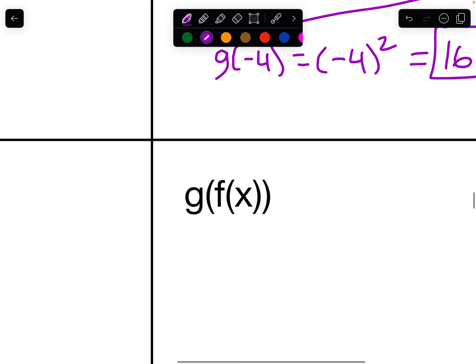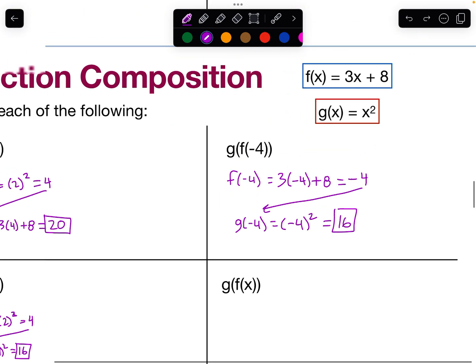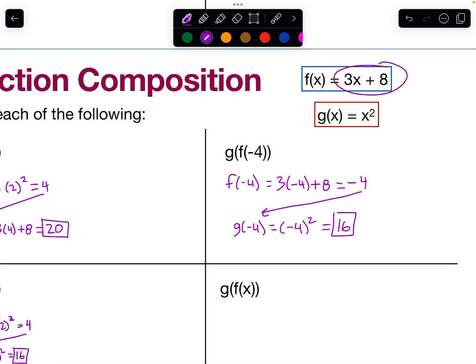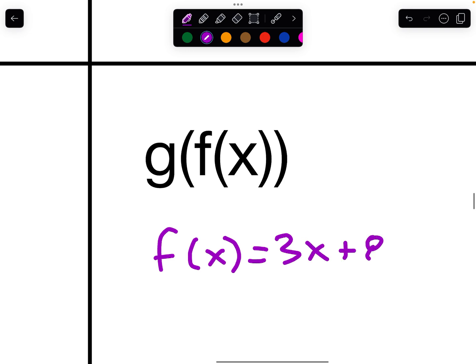Now over here, this is interesting. This is g of f of x. This is not a specific number we're plugging in, but rather we're going to calculate a formula for g of f using a generic variable here, x. Well, we've got to plug x into f first, right? That's our rule. That's how we handle this. If we plug x into f, we're going to get 3x plus 8. So f of x is 3x plus 8. But now that 3x plus 8 becomes the input for g.